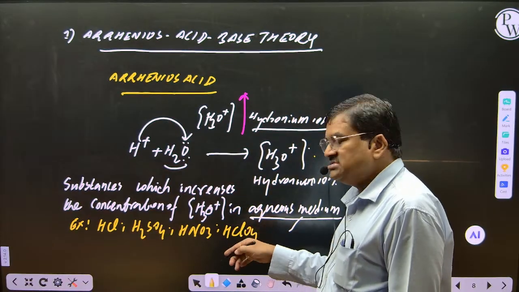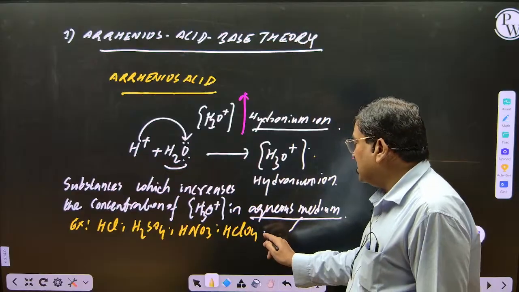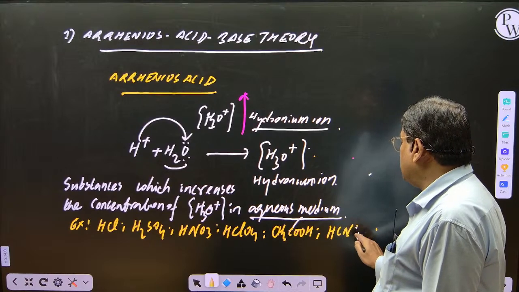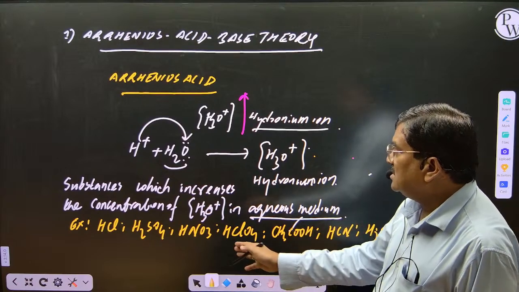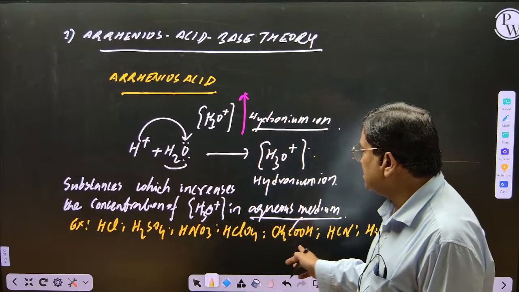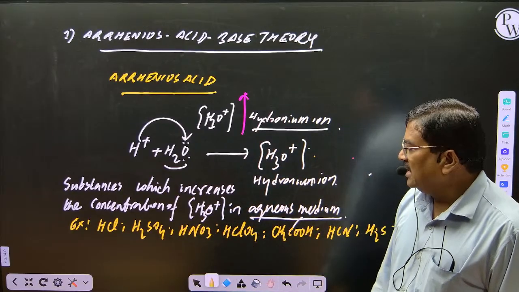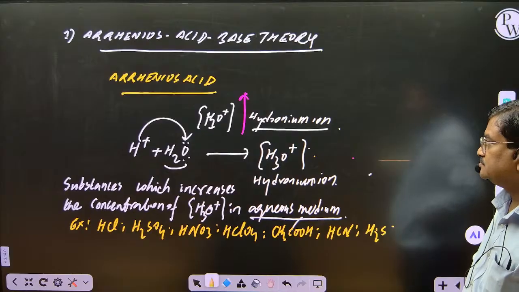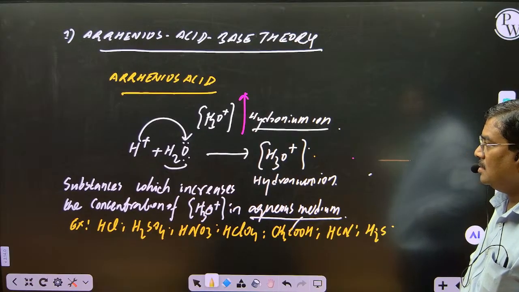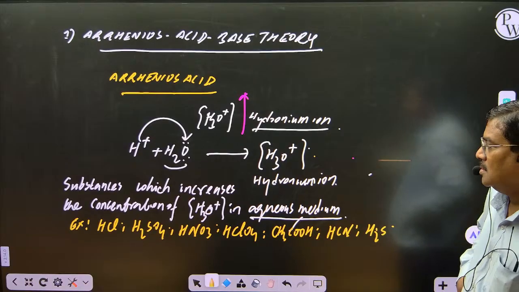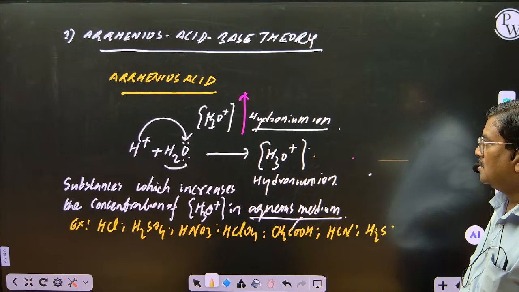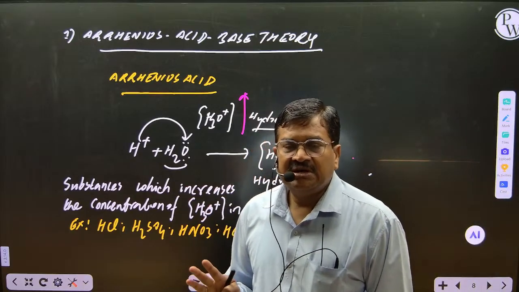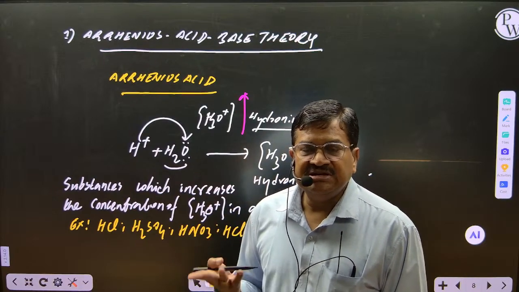Whoever has H will furnish H+ ion, no, students? Like acetic acid, like HCN, like H2S. So these are all Arrhenius acids. Why? They are increasing the concentration of hydronium ion in aqueous medium. Simple, understood. So the one thing you have to remember: if the hydronium ion concentration is increasing, it is an Arrhenius acid.